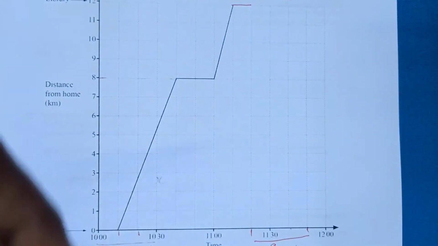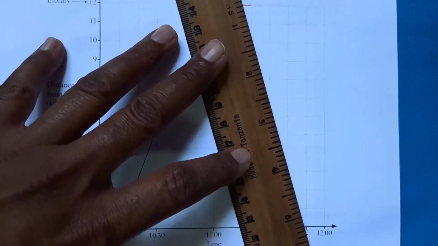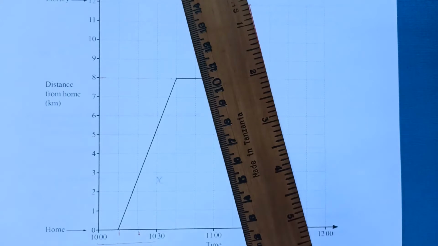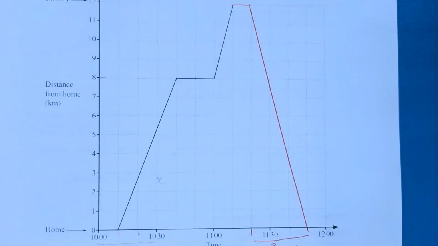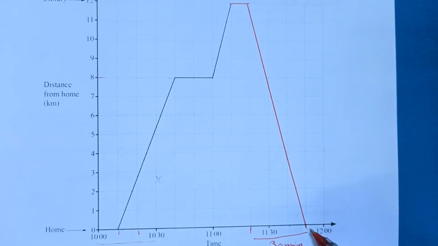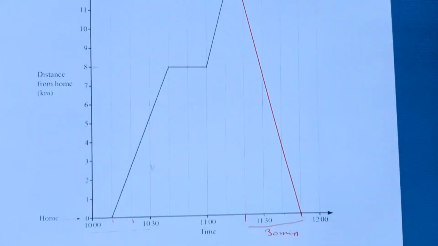So we are going to draw a line from here to here. This is her comeback journey. So this is the graph of her coming back. She arrived home at this time. This is 11:30 and 11:40.